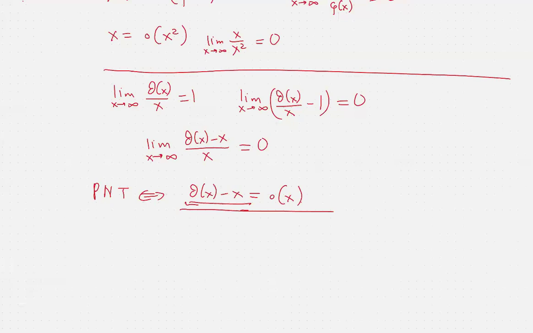So this is the big O and the little o notation that we use very, very often in analytic number theory.